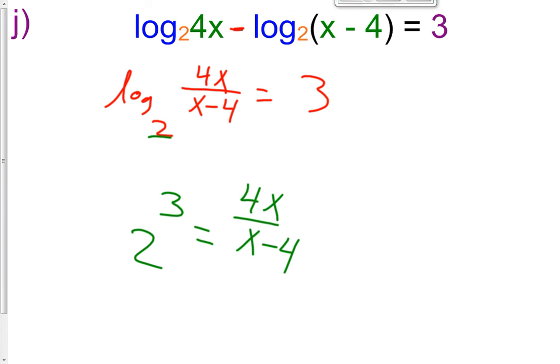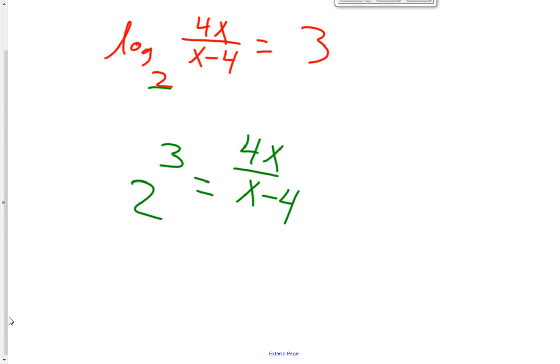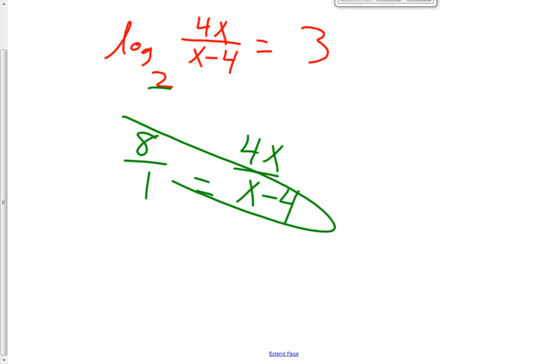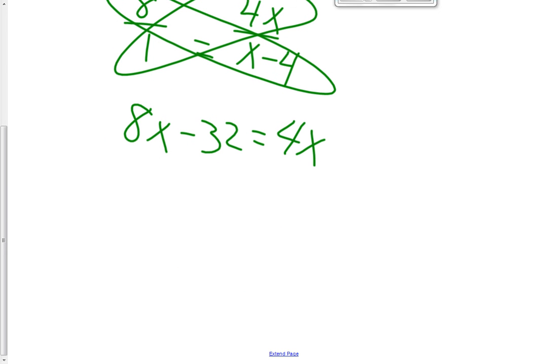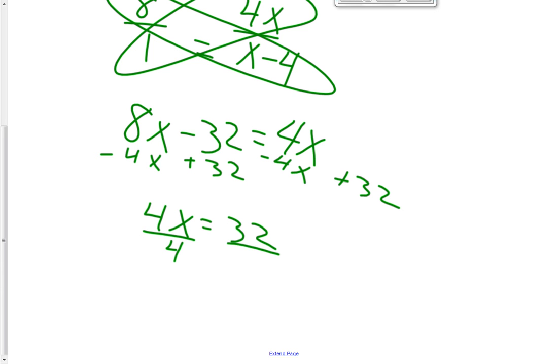I hope you did that. So 2 cubed is the same thing as 8. So 8 over 1 equals that. Cross multiply: 8x minus 32 equals 4x. Subtract 4x. Add 32. And we get 4x equaling 32. Divide both sides by 4. And x equals 8. There's our lesson on different properties of logarithmic equations. Let me know if you have any questions on that when you get to class tomorrow.